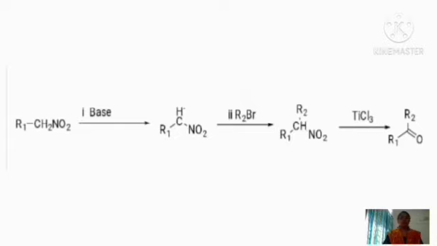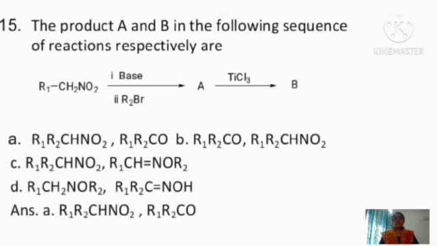R1R2CHNO2. So the next reaction is the titanium chloride reaction. So titanium chloride is used for this conversion, so it gets converted to a ketone. So it results in the formation of compound B, which will be R1R2C double bond O. So compound A will be R1R2CHNO2 and compound B will be R1R2CO. So option A is correct, that is R1R2CHNO2 and R1R2CO.